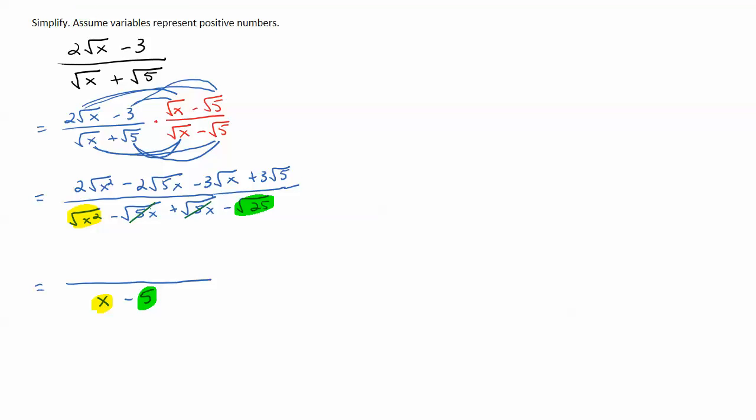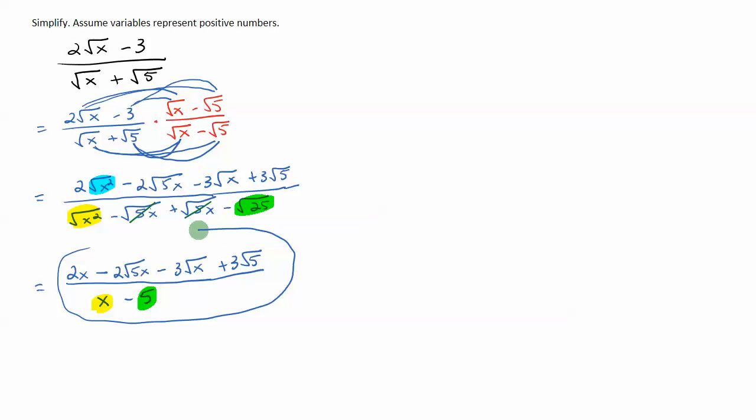No radical. On the top, however, I have 2 times the square root of x squared. The square root of x squared is x, so this is 2x, minus 2 square roots of 5x, I can't simplify that at all, minus 3 square roots of x, I can't simplify that at all, plus 3 square roots of 5, and I can't simplify that at all. I could try to maybe factor something out on top, but they don't have anything in common, so I'm done.